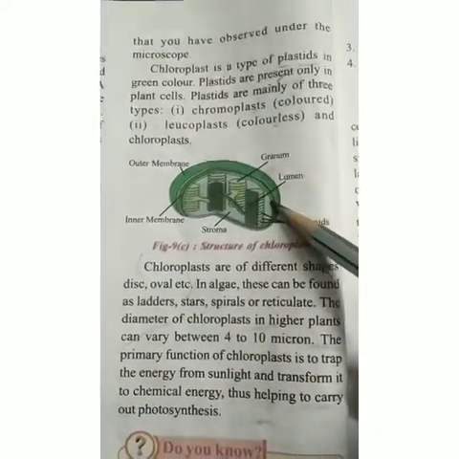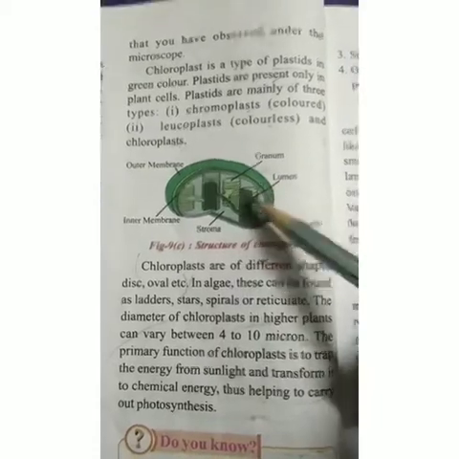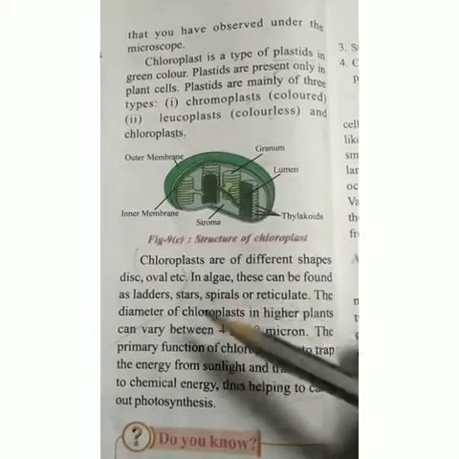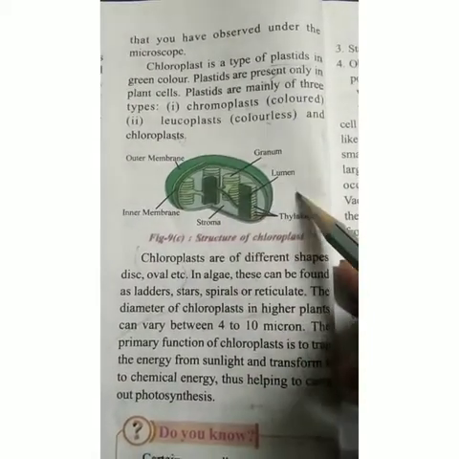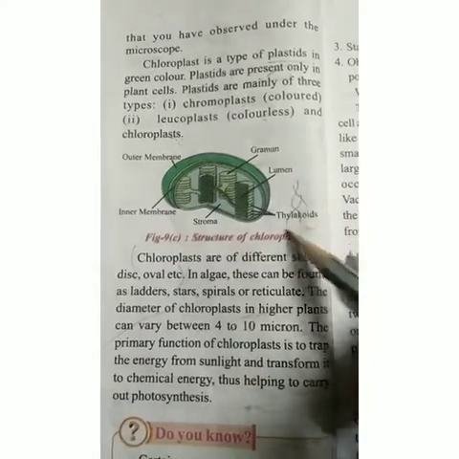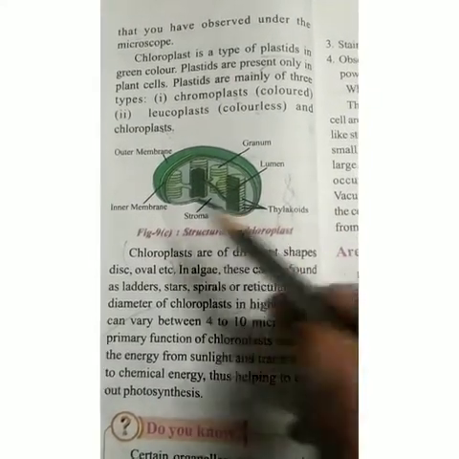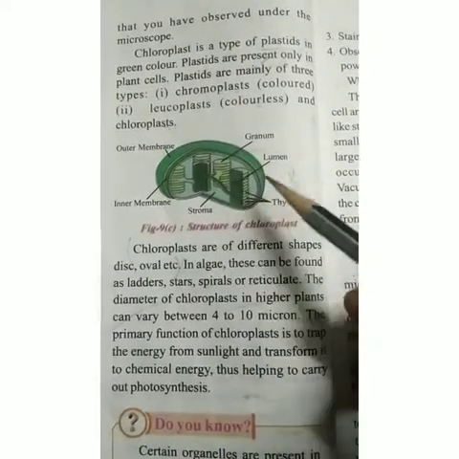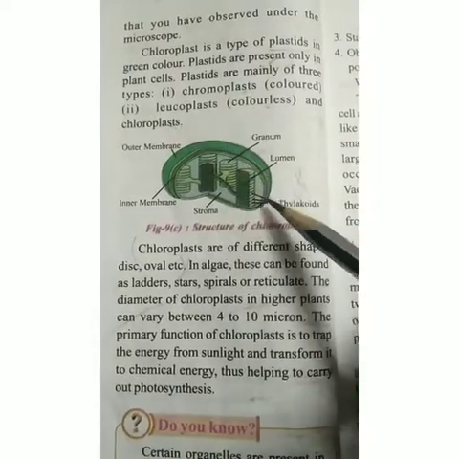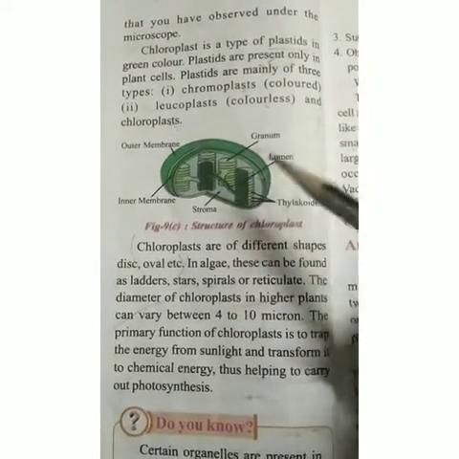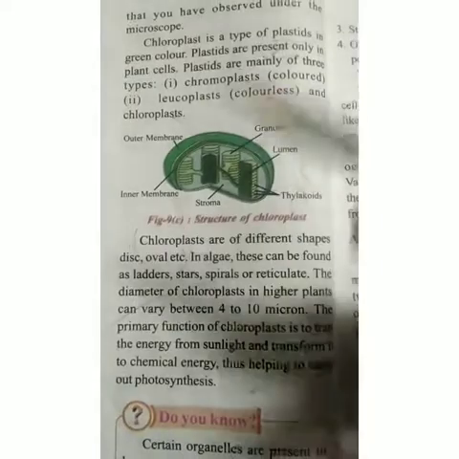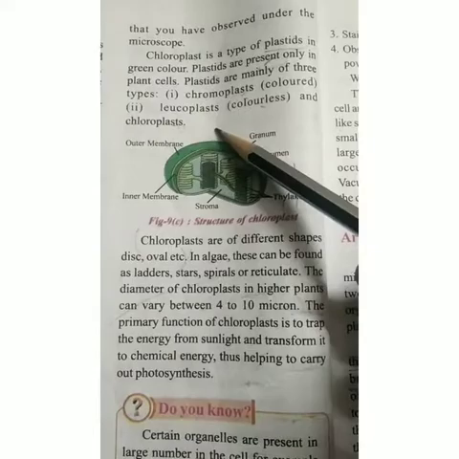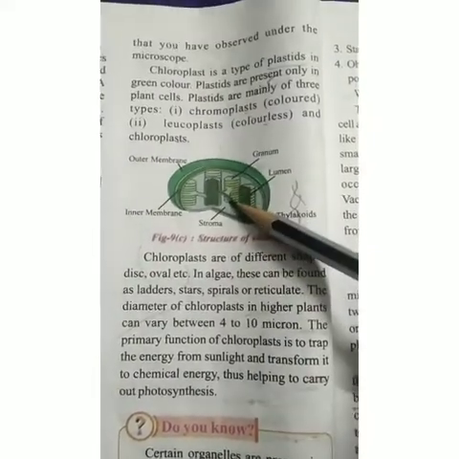Chloroplasts are of different shapes, disc, oval. In algae, they can be found as ladders, meaning stepwise like this, stars, spirals, or reticulate. The diameter of chloroplast in higher plants can vary between 4 to 10 micron. The primary function of chloroplast is to trap the energy from sunlight for the photosynthesis process. The chloroplast takes the energy from the sunlight and transforms it into chemical energy, thus helping to carry out photosynthesis.